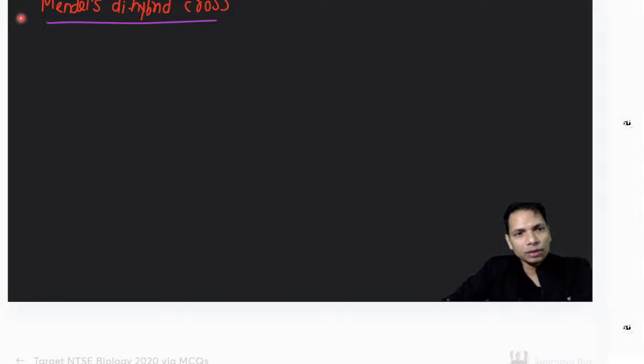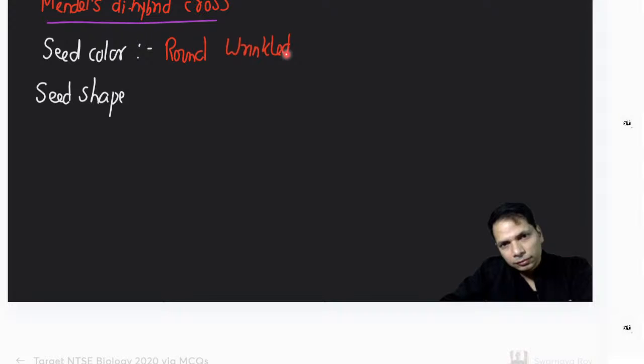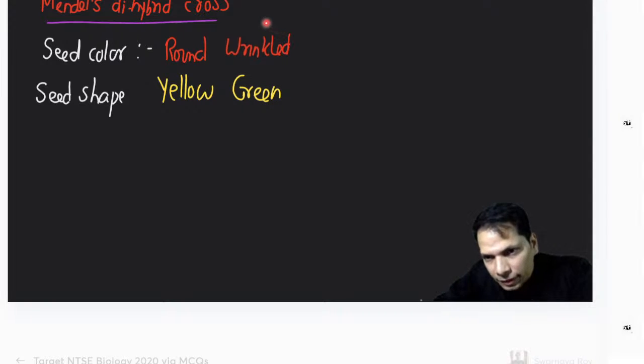So here we have seed color and we have seed shape, right? Two kinds of characters are there. In seed color we have round, and we have wrinkled. And in seed shape we have yellow and we have green. Okay, a Mendel-type question.